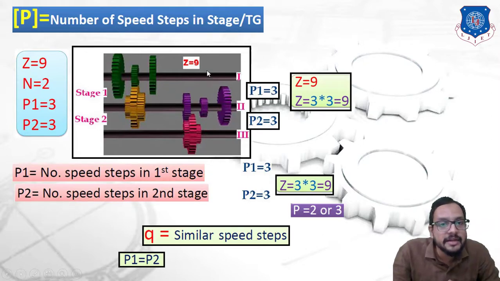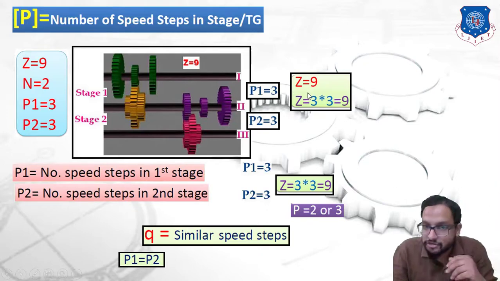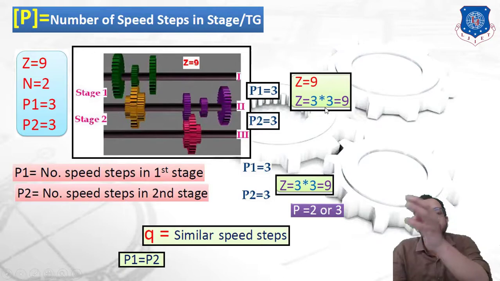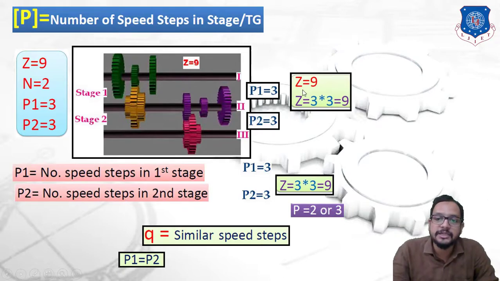So how can we represent these 9 speeds? We can say Z is equal to 9. As per our structural formula, Z is equal to 3 into 3, indicating 3 speed steps in stage 1 and 3 speed steps in stage 2, which is equal to 9. Now how many stages are there? You would say 3 raised to 1 into 3 raised to 1.